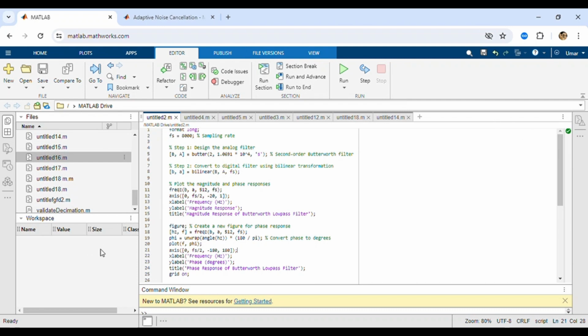Hello everyone, today we are going to do the 12th lab of digital signal processing. In this lab we are going to design the IIR filter, which is infinite impulse response filter.